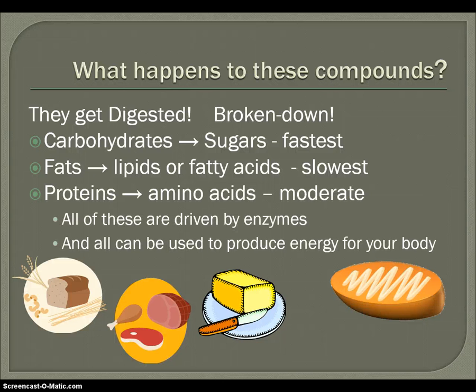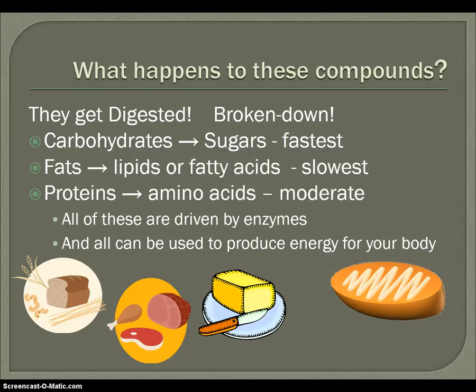The last one is proteins. And proteins get broken down into amino acids. And this doesn't happen as fast as carbohydrates, and it doesn't happen as slow as fats. It's somewhere in the middle. Each one of these nutrients get broken down by enzymes. So in order to break stuff down, we have to use enzymes, because breaking stuff down is a chemical process.